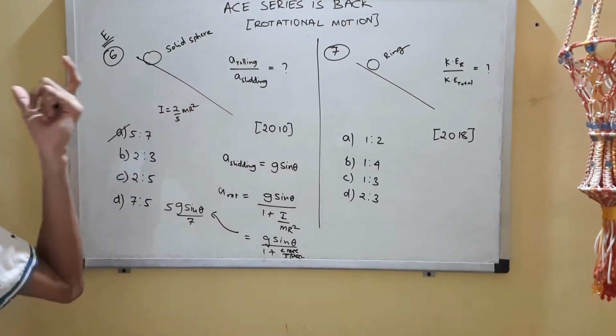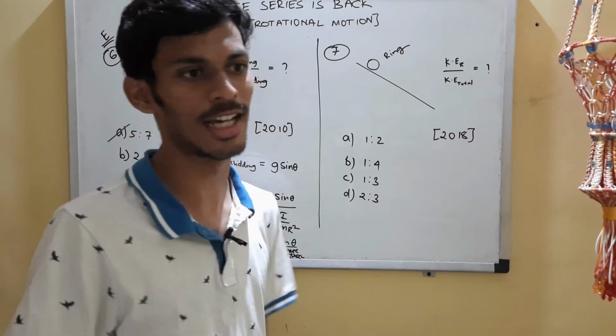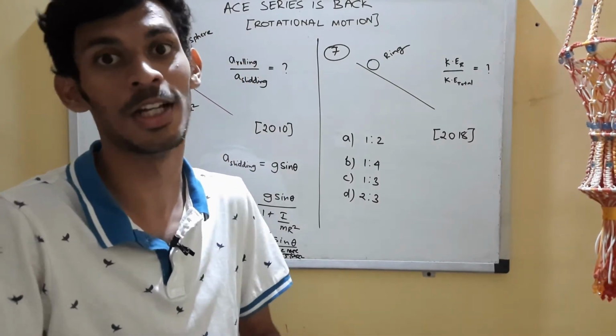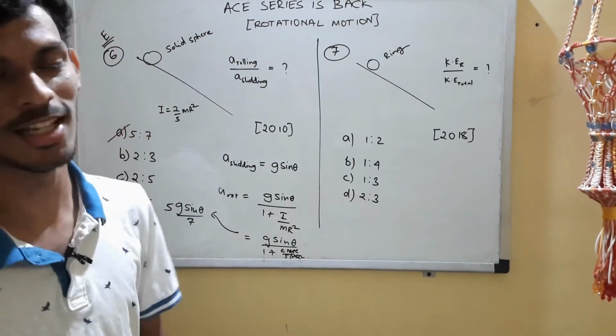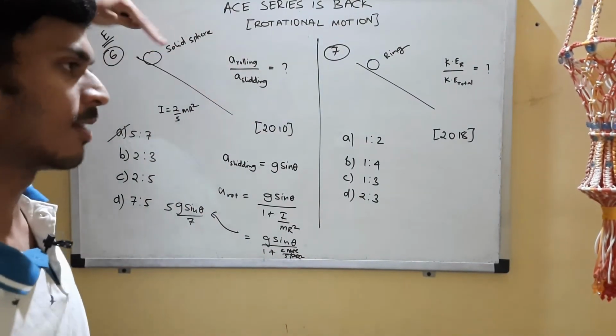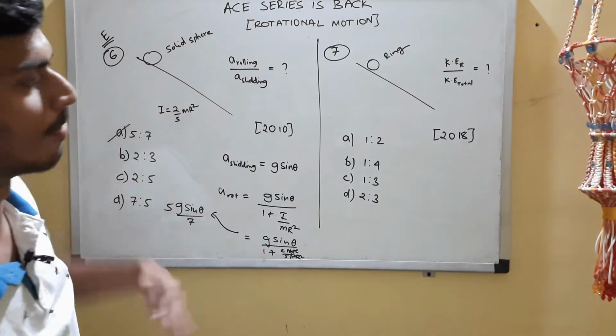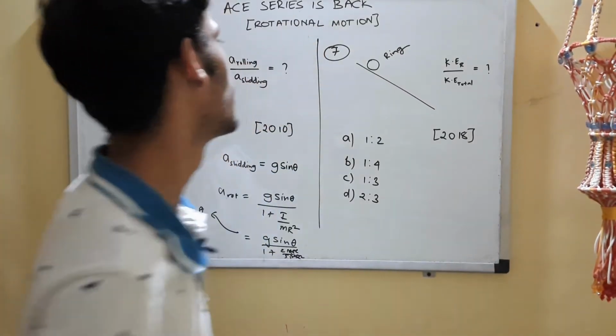Remember this, for a sliding object down the incline, the acceleration basically is the sine component of the weight. The force is mg sin theta, acceleration is g sin theta along the incline, and perpendicular to the incline, g cos theta. Anyways, let's come to question number 2.